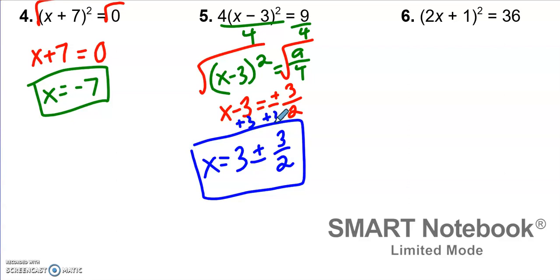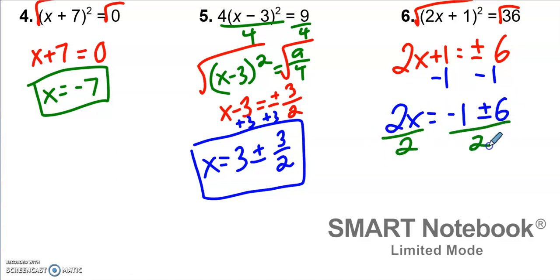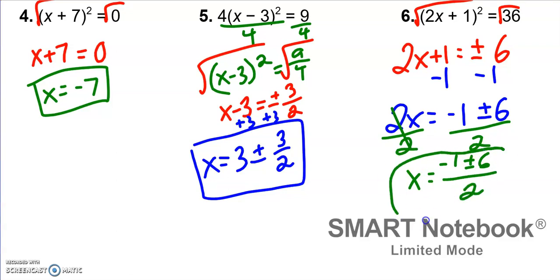Likewise, for number 6, I have 2x plus 1 squared is equal to 36. I can just take the square root of both sides here. So I get 2x plus 1 is equal to plus or minus 6, as the square root of 36 is 6. I want to subtract 1 on both sides. So I'm going to get 2x is equal to -1 plus or minus 6. And lastly, we want to get that x all by itself, so we've got to divide it all by 2. So we get x is equal to -1 plus or minus 6 all over 2.